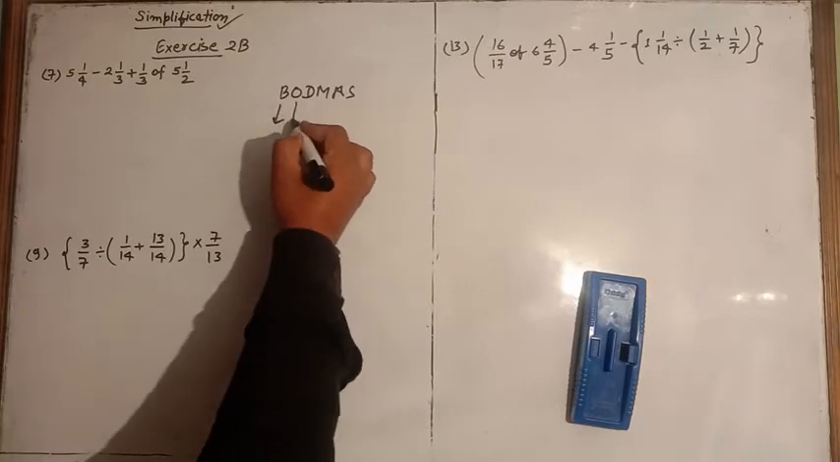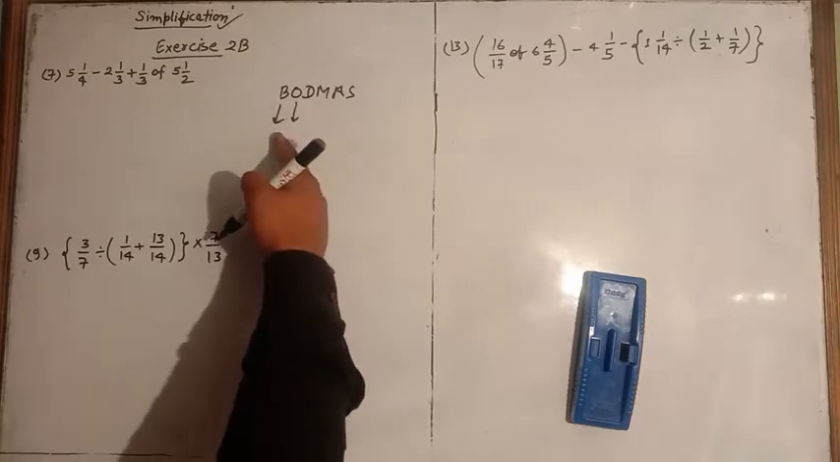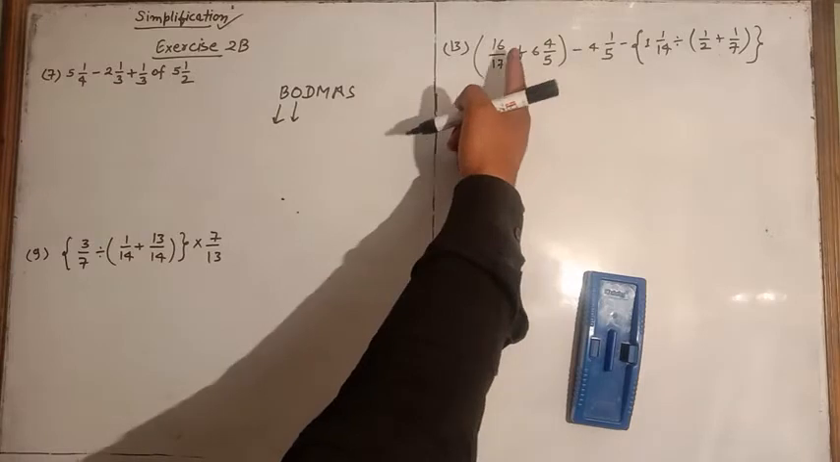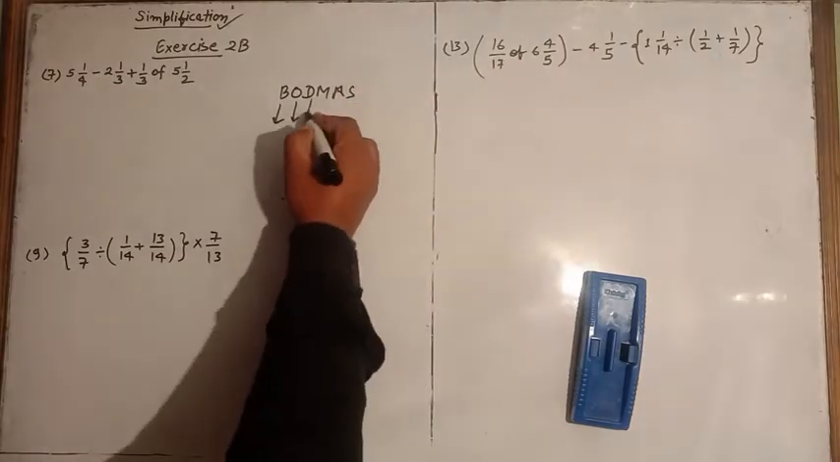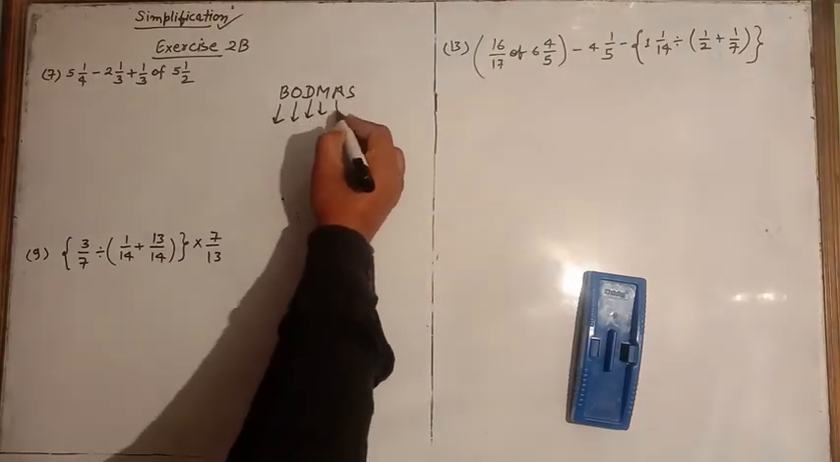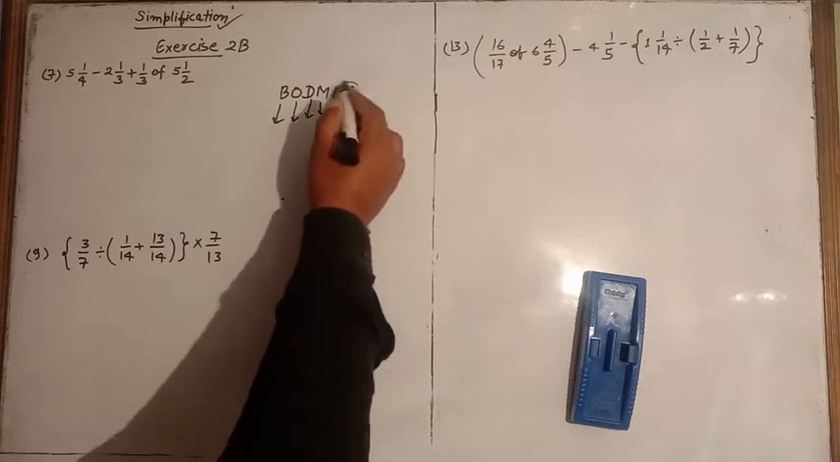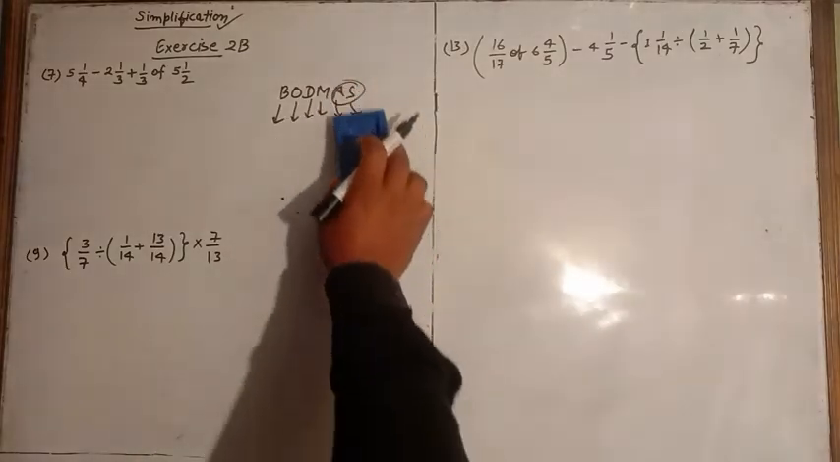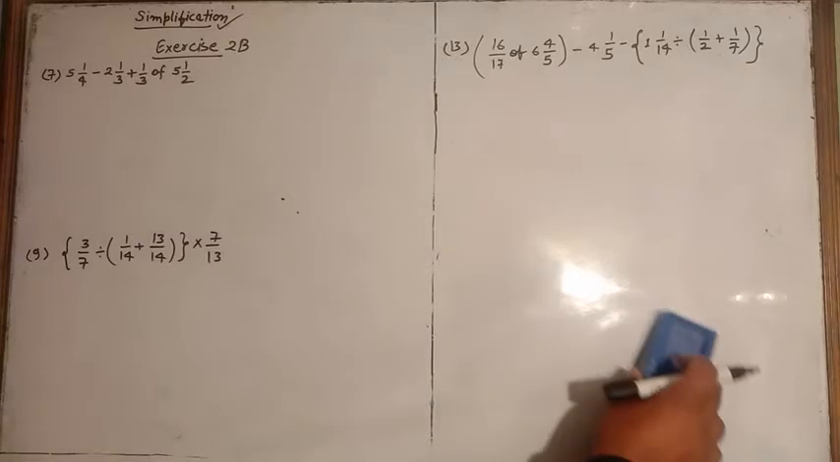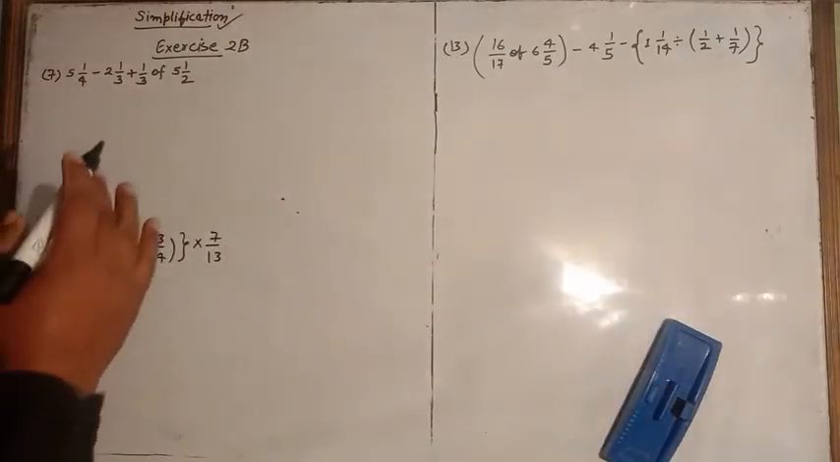And another thing, other than this, is if "of" is mentioned after the bracket. First we will solve the bracket, then we will do "of", then we will divide, then multiply, then add and subtract; at last we will do addition and subtraction. On the basis of this we will start our question number 7 of exercise 2B.